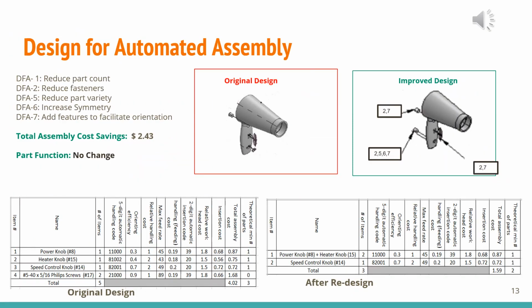Design for automated assembly worksheet was used to calculate assembly cost of the selected parts on both original design and after redesign. The design improvements and modified features on the three knobs, including part shape change, addition of snap fit feature, part consolidation, and part elimination, resulted in a total assembly cost savings of $2.43 based on the calculation performed using the design for automated assembly worksheet.